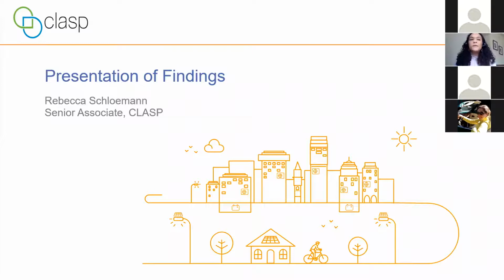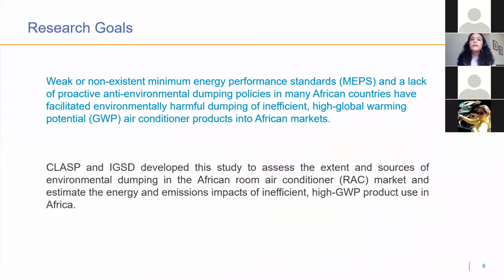So I will now begin with a presentation on the findings of the report. As I mentioned earlier, my name is Rebecca Schloman, and I'm a senior associate at CLASP, where I work primarily on cooling, the efficiency of cooling appliances, mainly air conditioners. So as Gabby mentioned, the demand for space cooling is growing globally and especially in Africa.